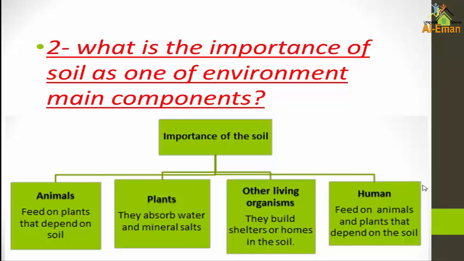What is the importance of soil as one of the environment's main components? We can find four importances of the soil. At first, animals feed on plants that depend on soil. Then plants absorb water and mineral salts from the soil. The other living organisms build shelters or homes in the soil. At last, humans feed on animals and plants that depend on the soil.